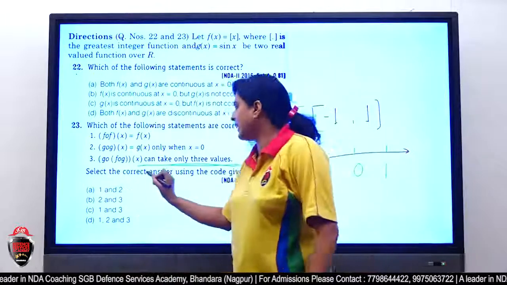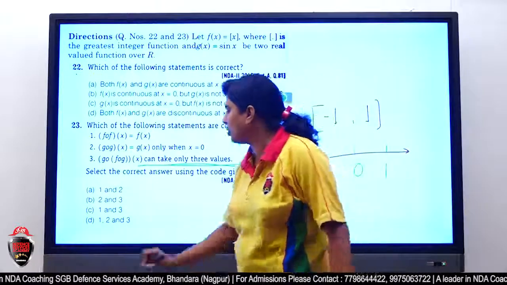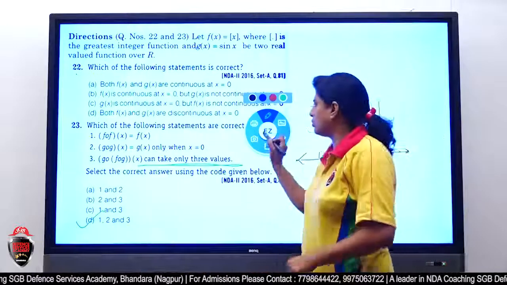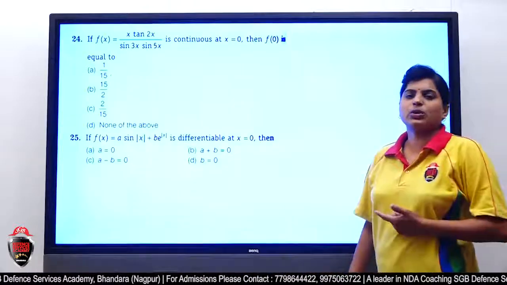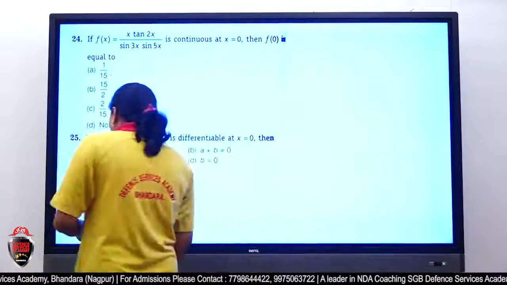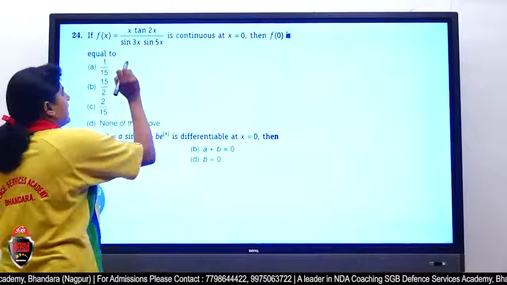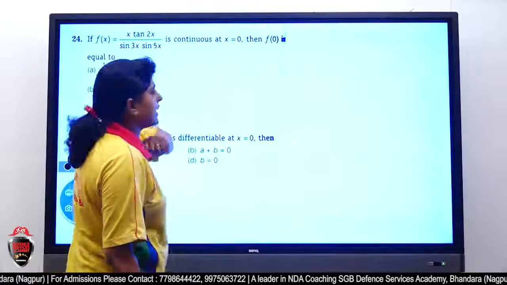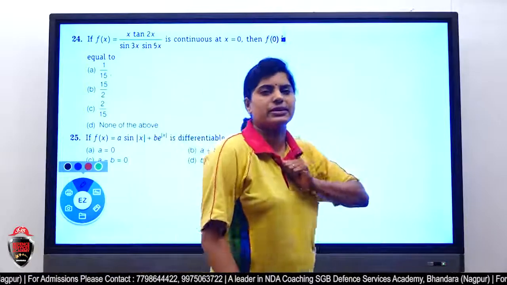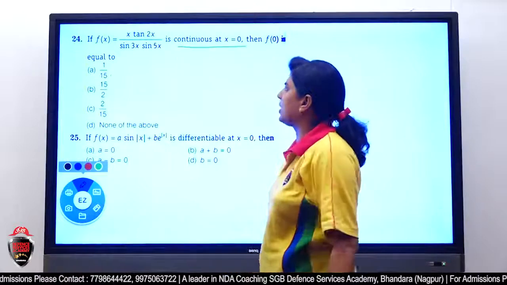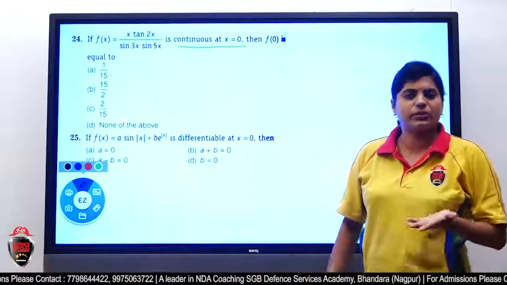It means select the correct answer using the code. Which one is the correct? First, second and third. Move to the next question. In the question number 24, what exact values are given? So, x tan x upon x tan of 2x upon sin 3x into sin 5x, and the function is continuous, बोला गया है कहाँ पे, at x is equal to 0.